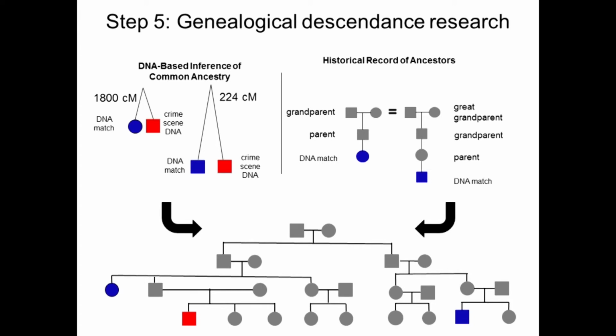Spoiler alert, this shared centimorgan value is reflective of an aunt-uncle, niece-nephew relationship. This shared centimorgan value is reflective of a second cousin relationship. And so after mapping out all the genealogical information, this is the only individual that fits both of those in terms of the genealogical record and the DNA matches. If there were more sons here, if there were more males here, those would be additional suspects that we would want to investigate.